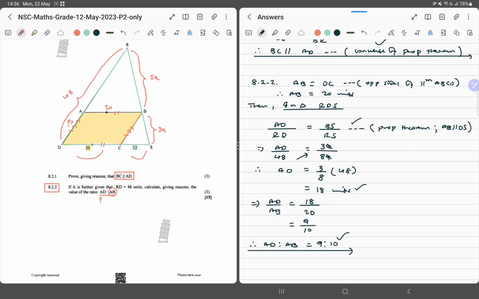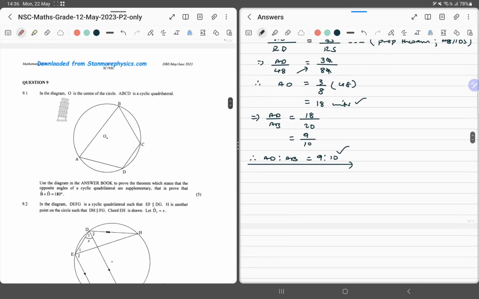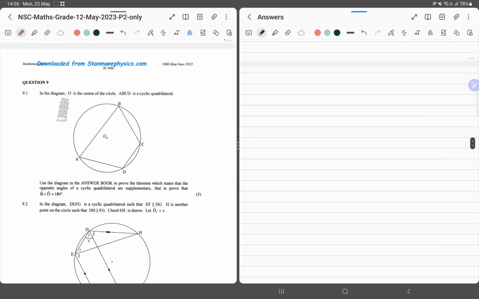Okay, so let's get to question 9. Some more Euclidean geometry.